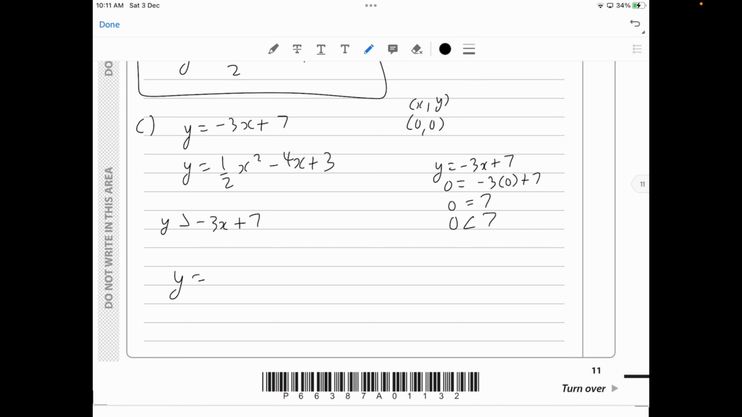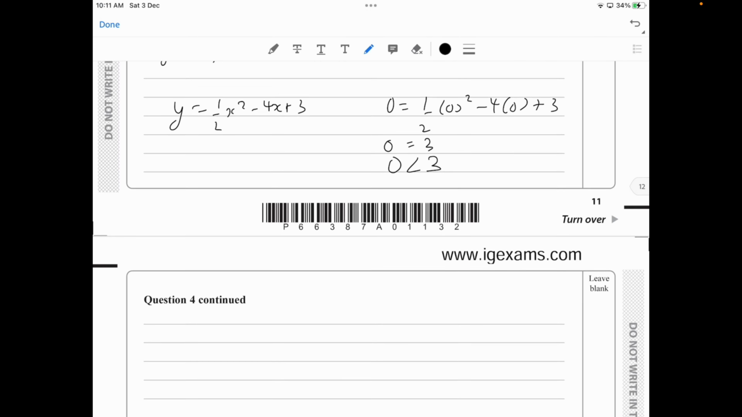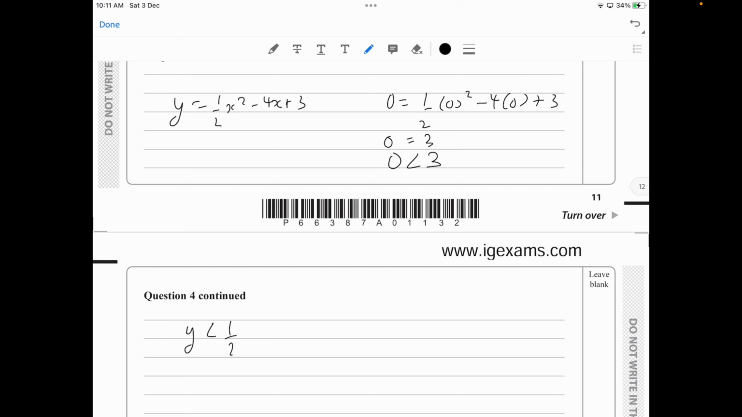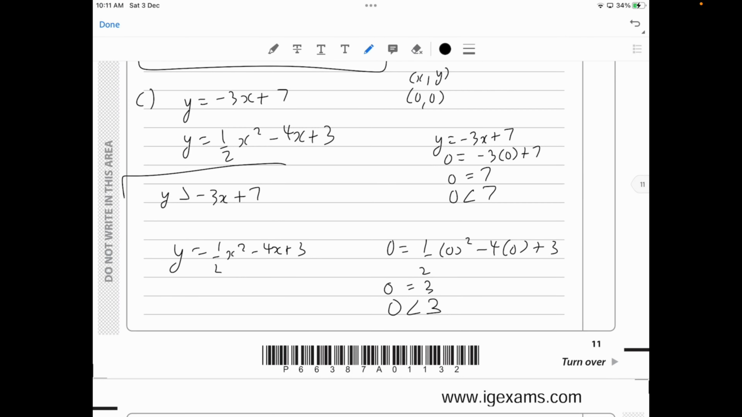Alright, so let's test for the quadratic, half x squared minus 4x plus 3. Just do the same thing. Y is equivalent to half 0 squared minus 4 times 0 plus 3. So 0 is equivalent to 3, so 0 is less than 3. This means the value of y should be less than half x squared minus 4x plus 3. So this is one of the inequalities.